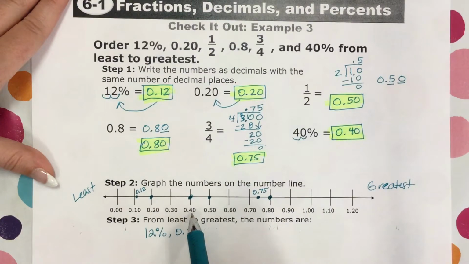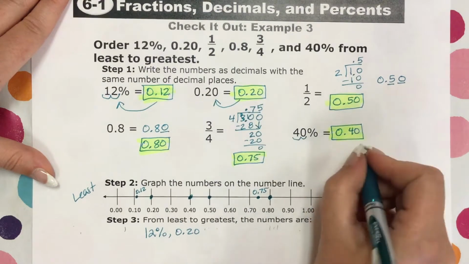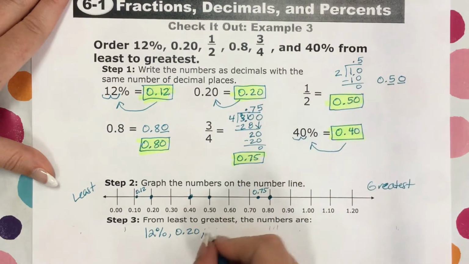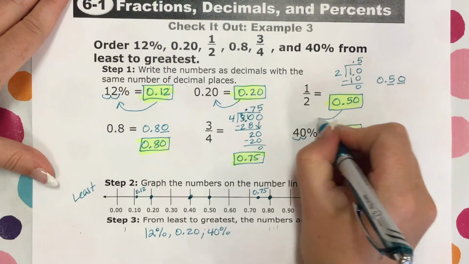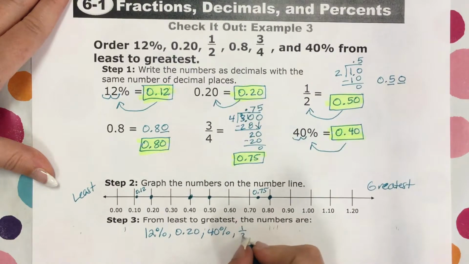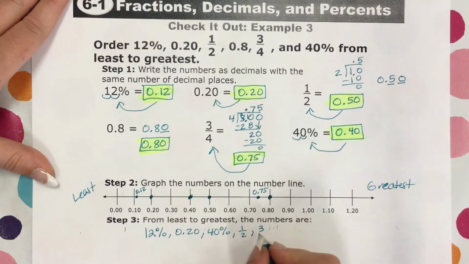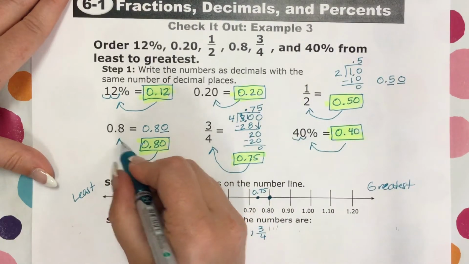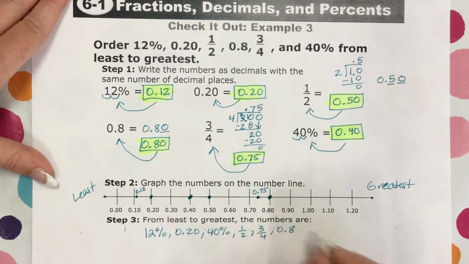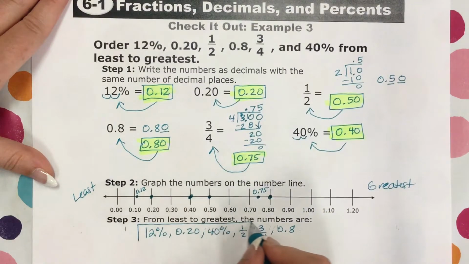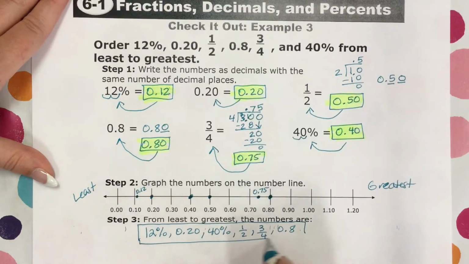Followed by 0.40. 0.40 is here. The original format was 40%, so that's what I'm going to write. Then I go to 0.50, which is here. The original format was 1/2. Followed by 0.75, which is here. The original format was 3/4. And lastly, 0.80 is here, and the original format was 0.8. So if you got those right, great job.